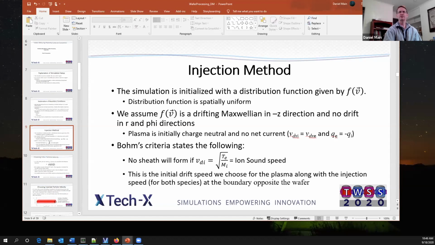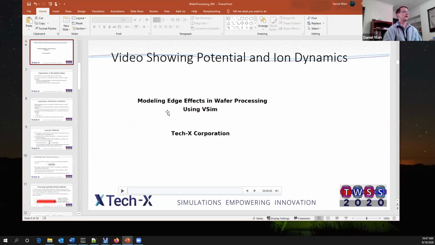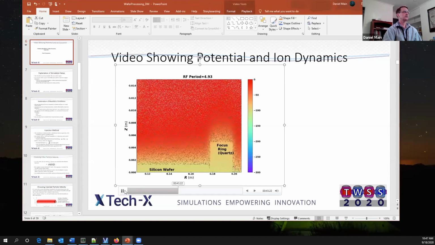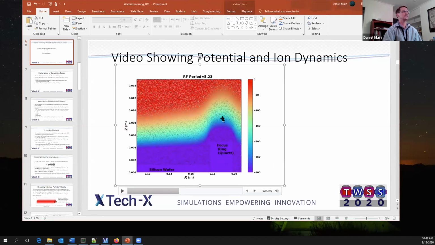So another question here. Sudhakar, the color scale, let me just briefly go back to that. The color scale is for the potential. Sorry, I didn't mention that. This background color scale is the potential, and it extends from -300 to 0 volts.